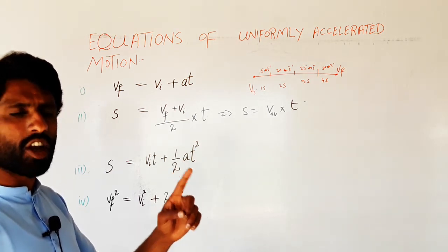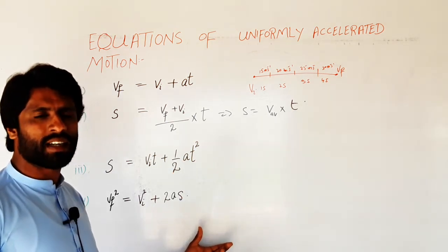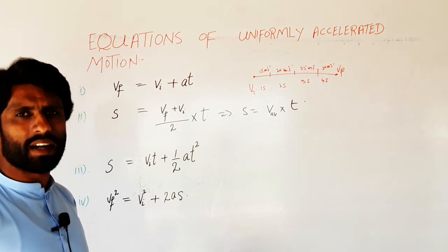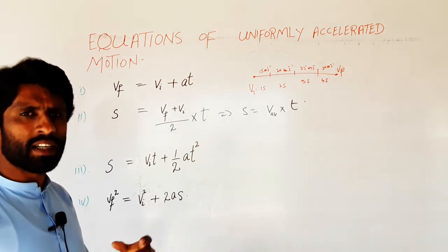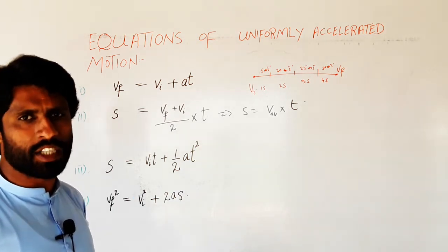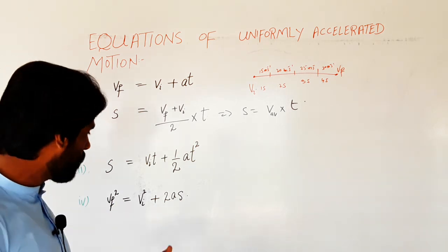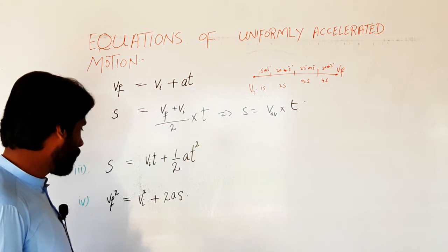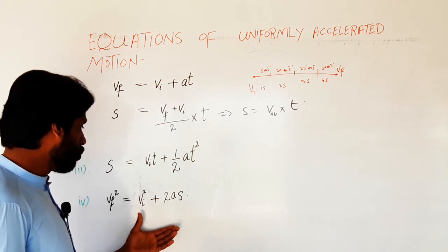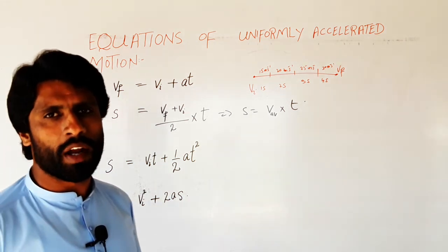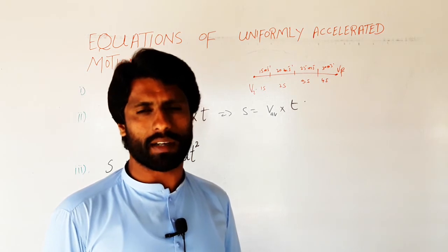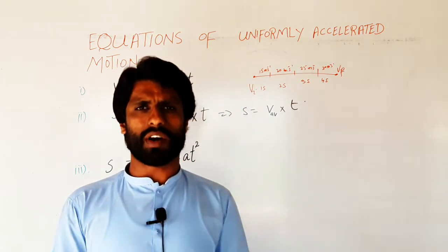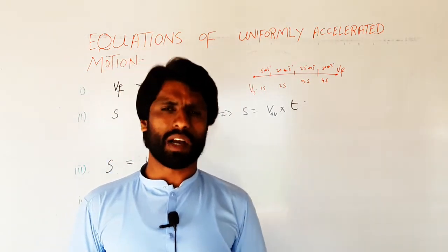And time is absent from the statement of the question, in other words, no time is mentioned in the statement. At this condition, we follow this equation, Vf square is equal to Vi square plus 2As. Using this equation, we will be able to find out the distance covered by an object. This is the purpose of formulating these different types of equations.